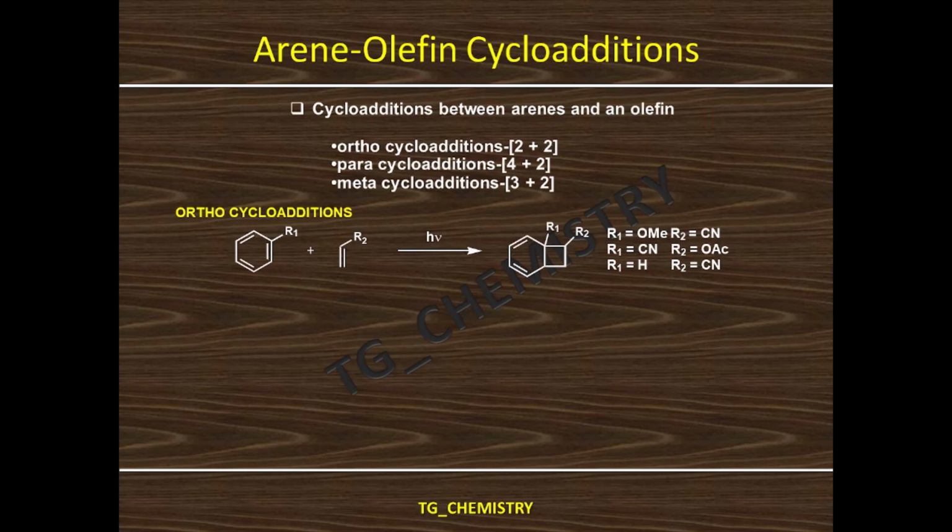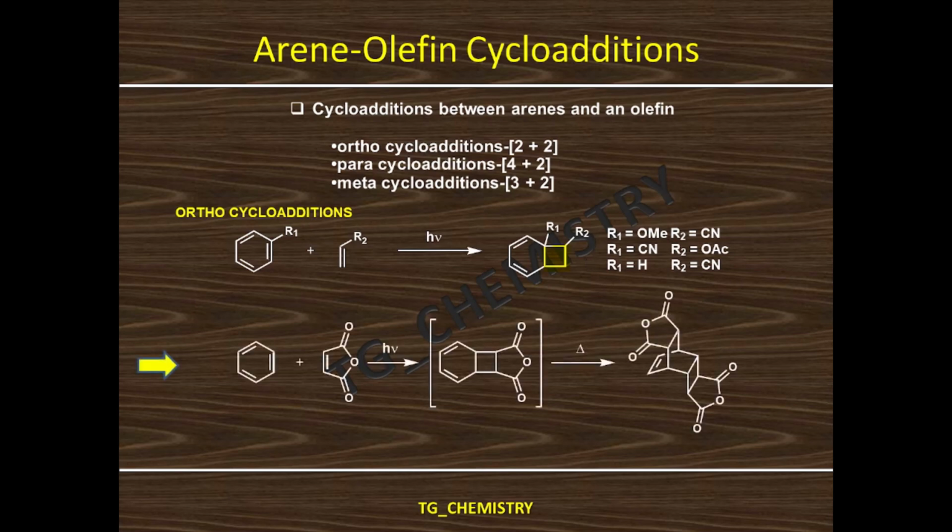So first, when we talk about ortho cycloaddition, you can see here the arene and the olefin react in the presence of photoirradiation and undergo ortho cycloaddition, and here you can have the R1 and R2 groups written on the right hand side, eventually forming the cyclobutene ring structure. So the common product is the cyclobutane, as the major product of the 2 plus 2 cycloaddition reaction.